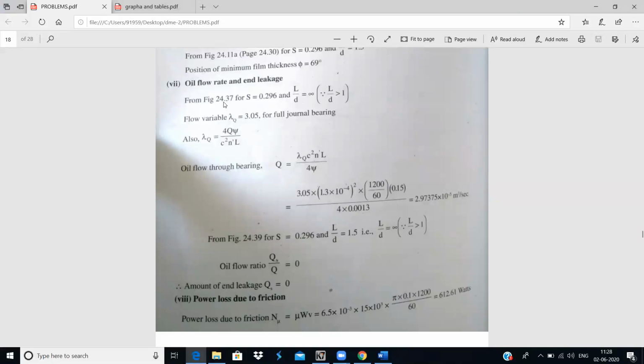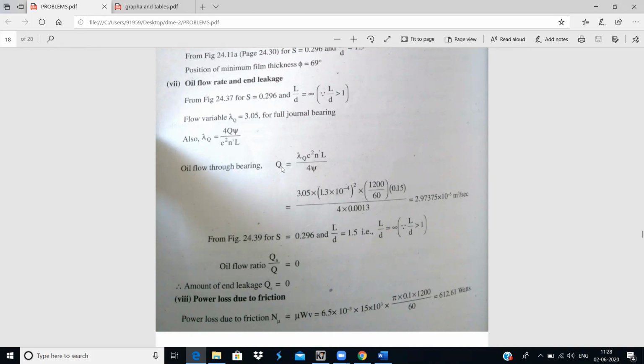If you refer to this figure 24.37, I already told in the last session how to calculate. On the x-axis we have S, the curve is the infinity curve, and on the y-axis we have lambda. By using the x-axis and the infinity curve, we calculate lambda Q. Once you get it, lambda Q is equal to 3.05. Substitute here, then you can calculate the oil flow rate.